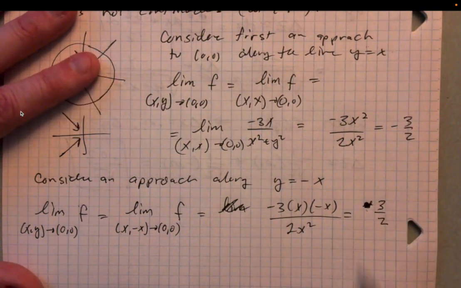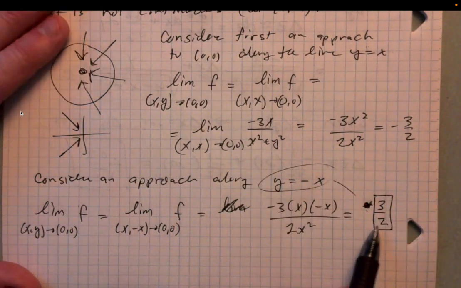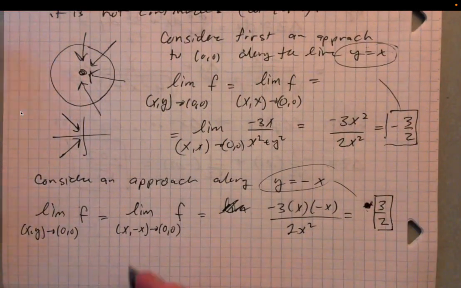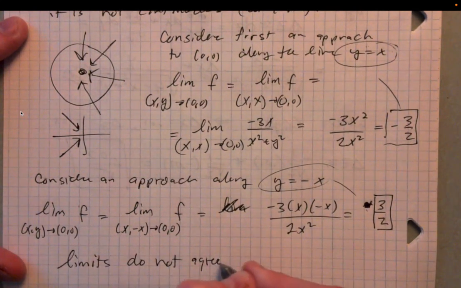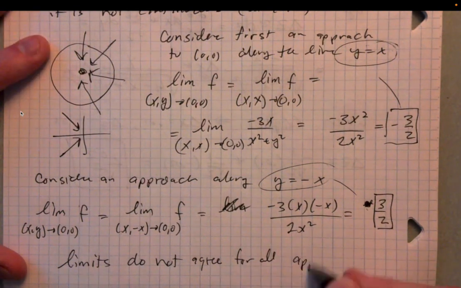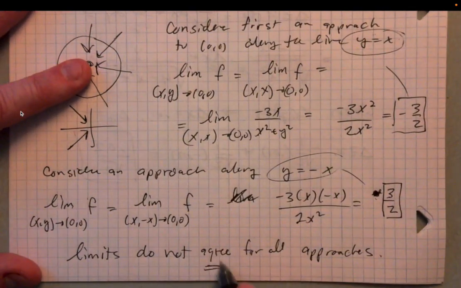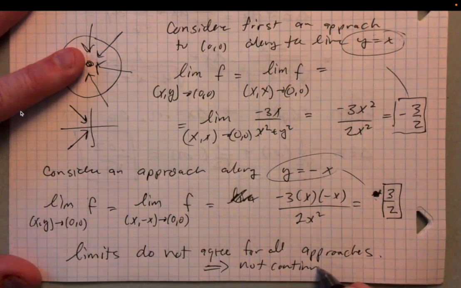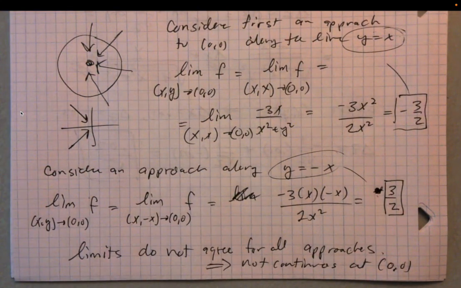difference. Okay, and so as you approach it along the line y equals negative x, you get this limit, and when you approach it along the line y equals x, you get that limit. So the limits do not agree for all approaches. And so what does that mean? Well, that implies then that it is not continuous at 0, 0 in particular, right? That's the only one we've looked at, but this function has a continuity issue at 0, 0.